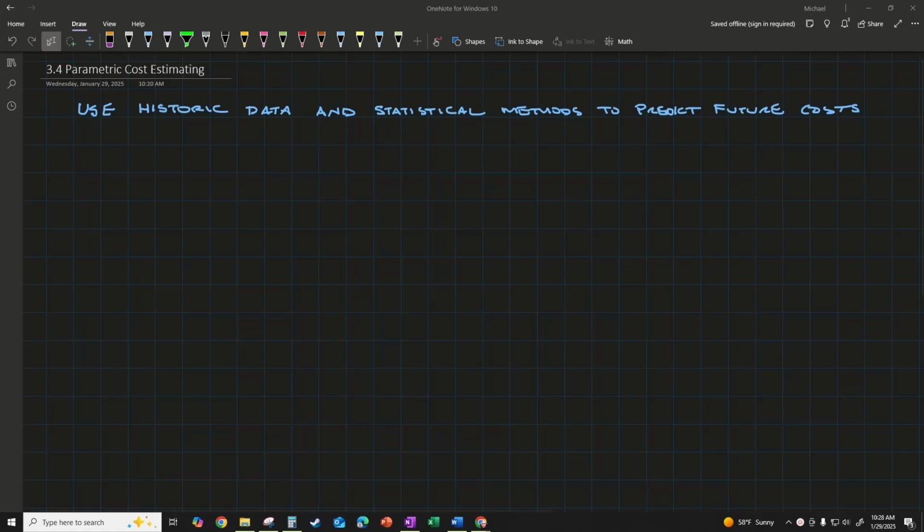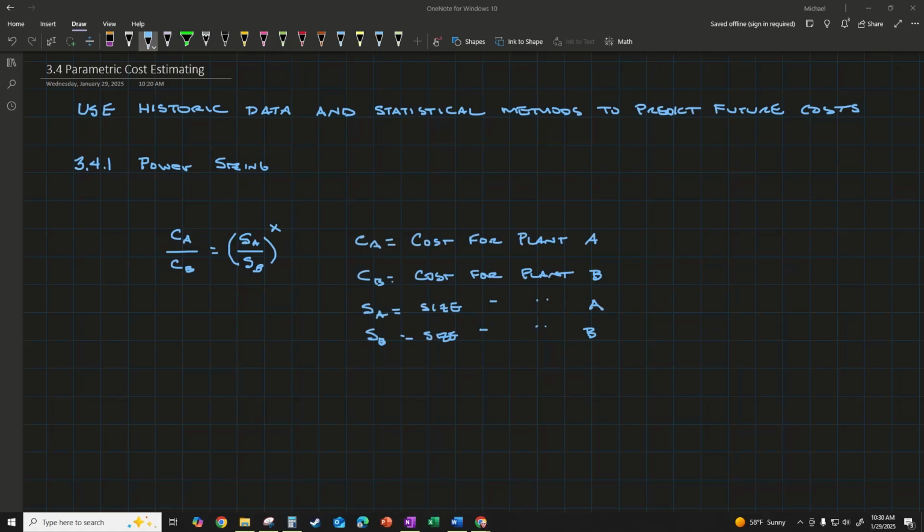Okay, we're going to now use historical data and statistical methods to predict future cost in this section covering parametric cost estimating. Our first topic in 3.4.1 is power sizing, and we're going to look at a relationship like this: CA over CB equals a power relationship, SA over SB raised to the X.